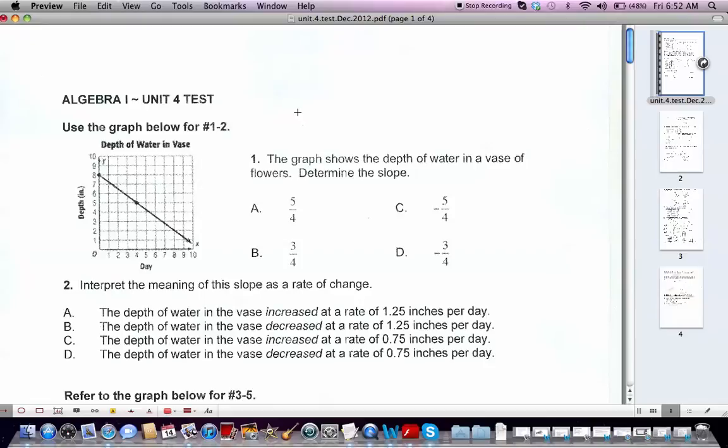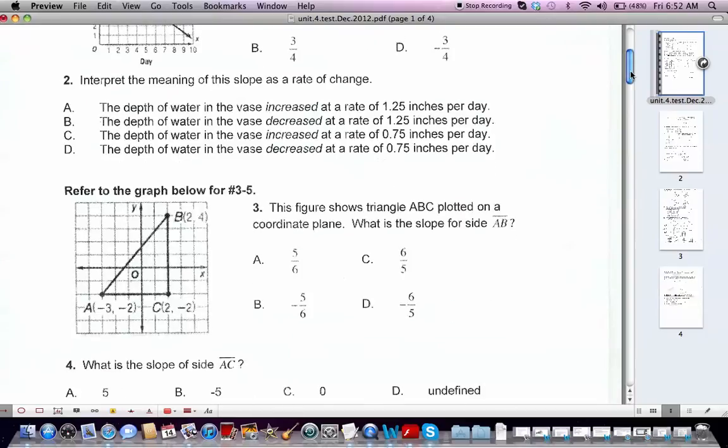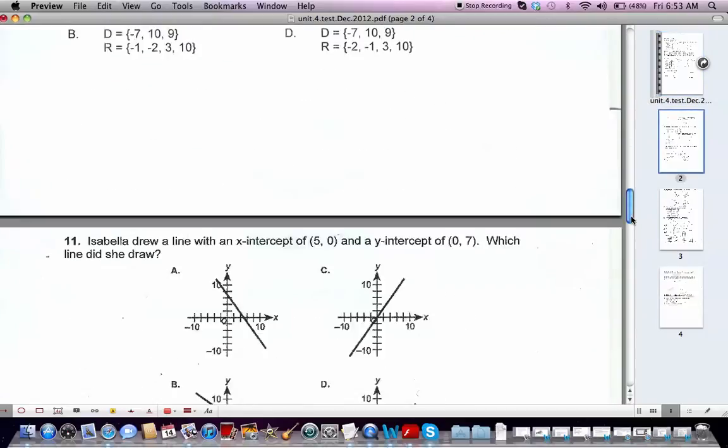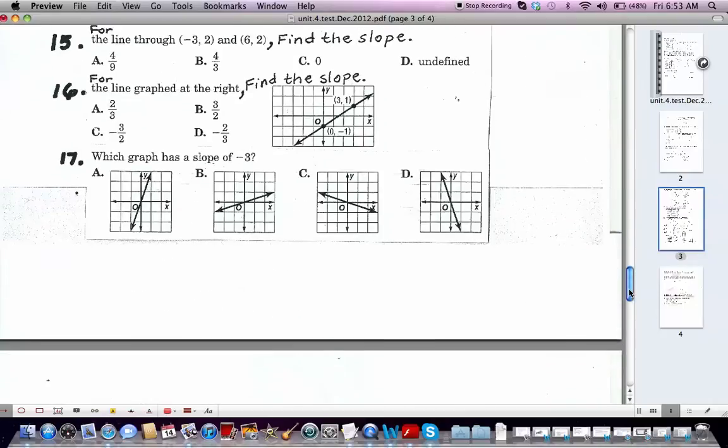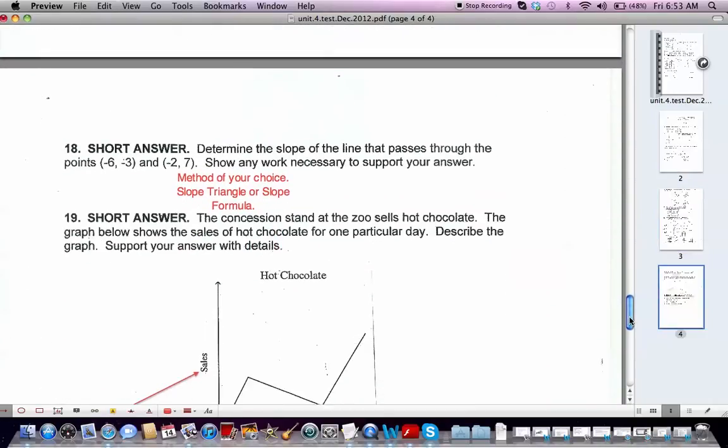Today's December the 14th, 2012, and this is our Algebra 1 Unit 4 test. And today we're just going to do the short answer and open response portion of the test. We will resume with the multiple choice on Monday. So I'm going to scroll down here.